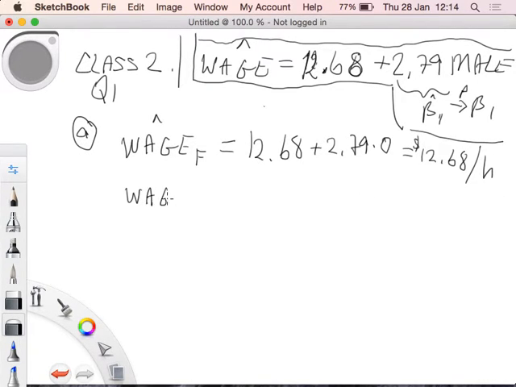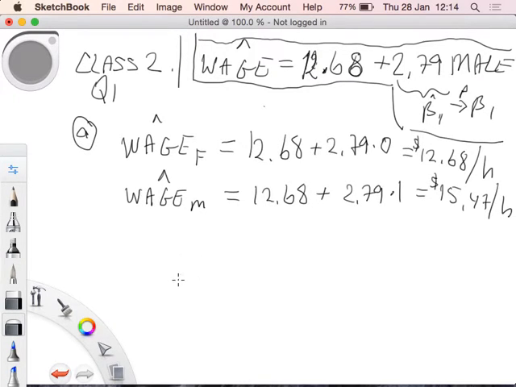Let's now look at the male wage. Now we multiply by 1, because now it's male. So this would be $15.47 per hour. And the gender gap is basically the difference between the average wage of males and females. It has to be this way round because we don't want the negative sign. So it's basically 15.47 minus 12.68, which gives us 2.79 pounds. This is the gender gap, the average gender gap.